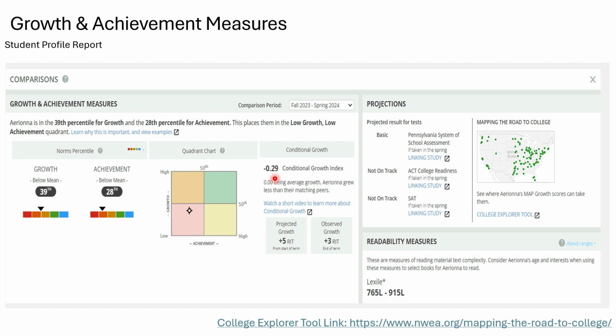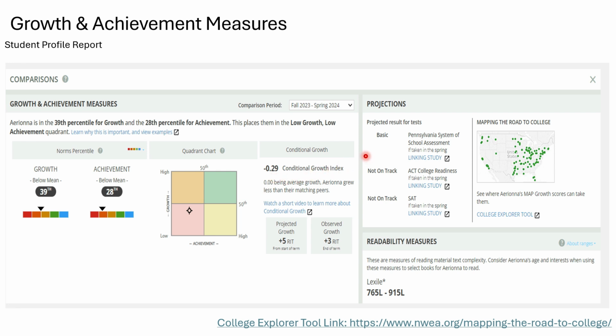So for conditional growth, if you see a 0, that indicates that the student is at the 50th percentile and has exactly met their growth goal. If you see a number that is above 0, that means that the student grew above their growth projection. And in this case, if you see a negative number or below a 0, that indicates the student did not meet their growth projection.